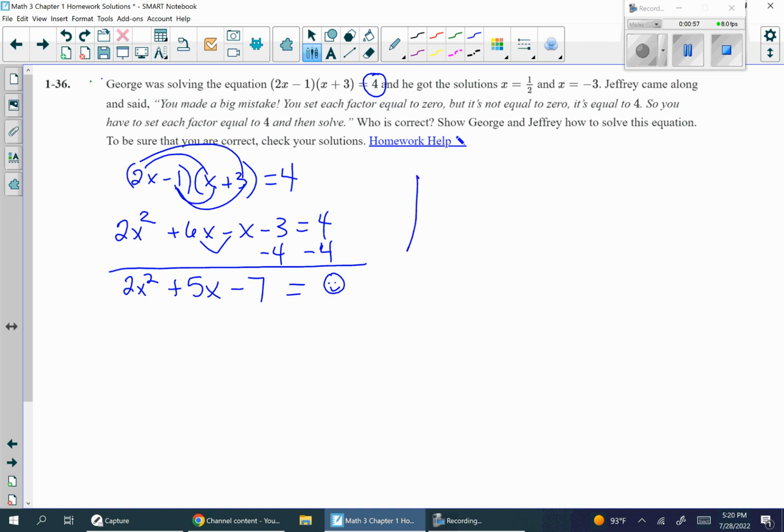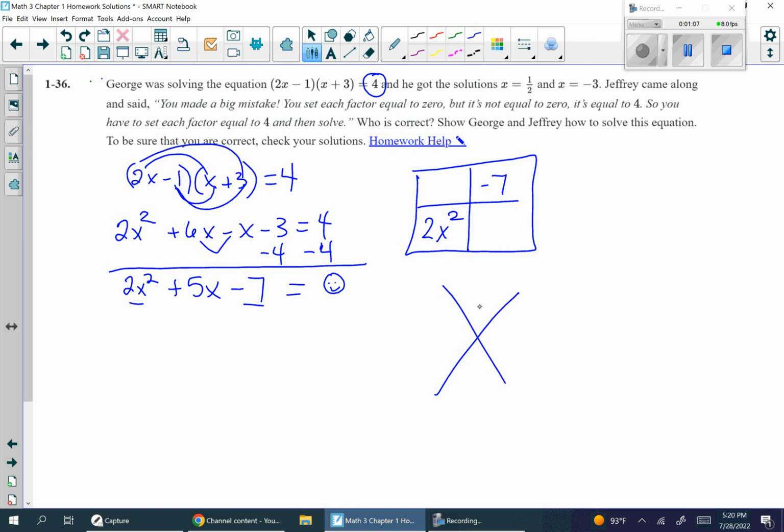Now I'm hoping this is factorable. So let's try to factor it and see what happens. We're going to take the 2x squared here, the negative 7 here, and multiply diagonally, and we get negative 14x squared. That number goes in the top of the diamond, and the b term goes in the bottom of the diamond. And what we want is two numbers here that multiply to negative 14x squared but add to 5x. I'm sorry, that should be negative. Apologies. So we know that that will be 7x and negative 2x.